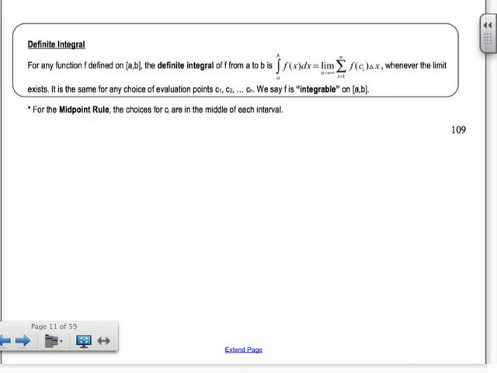Okay, next thing. So, the definite integral. It says for any function f defined on a to b, the definite integral of f from a to b looks like a squiggly line, the elongated S. It's called an integration sign.